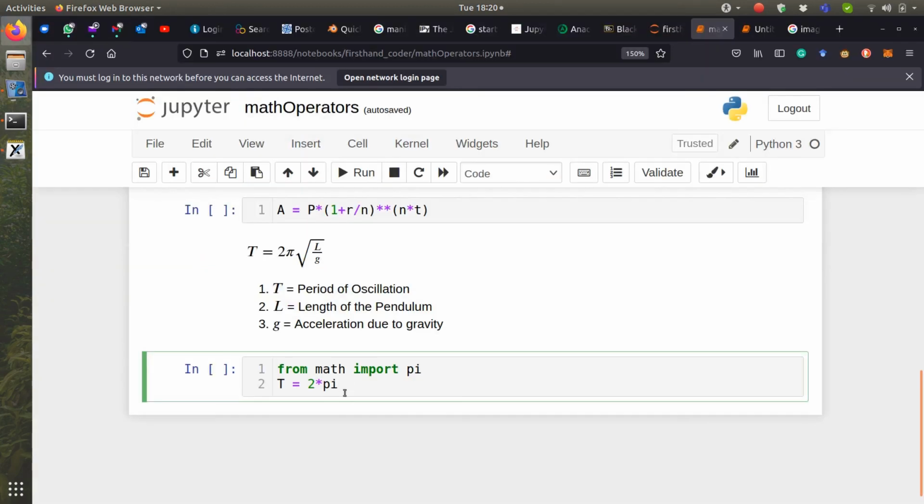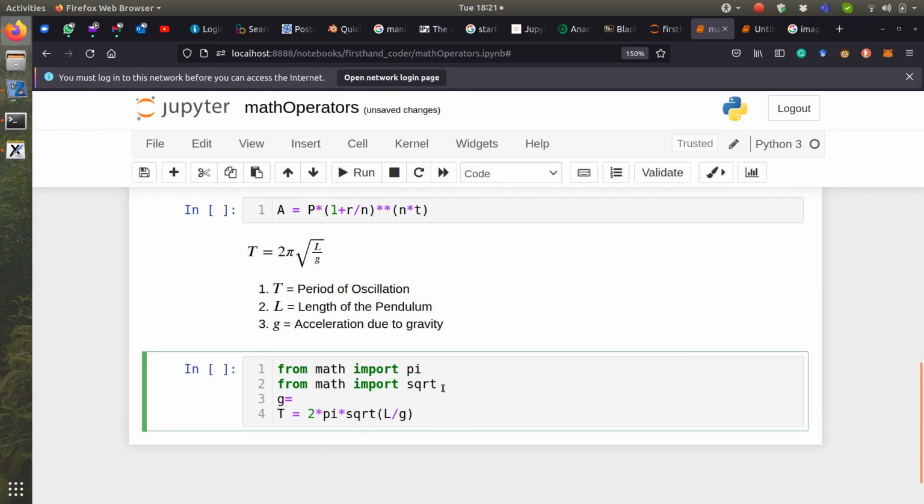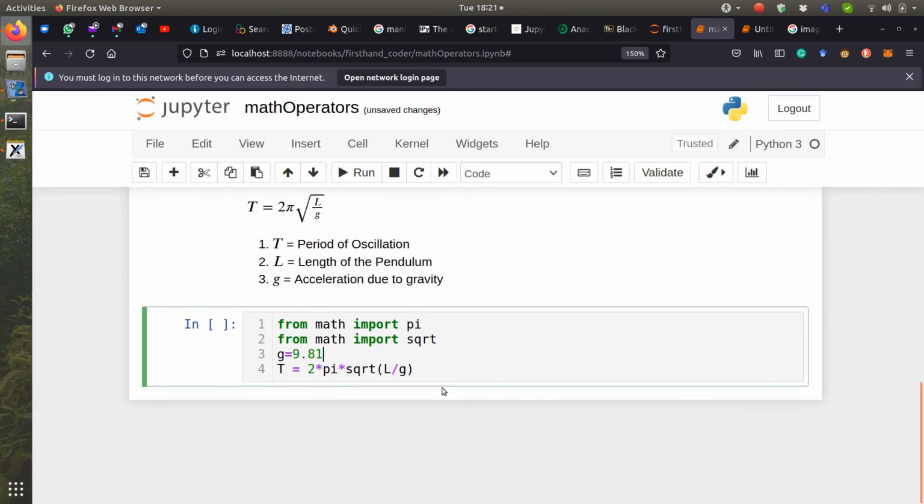So we say times pi times, now we need square root. So we can say from math import square root. So we can say, okay, square root of L divided by G. Since G is not in our math package, we can just write G is equal to 9.81 meters per second squared. So we are done with this equation.